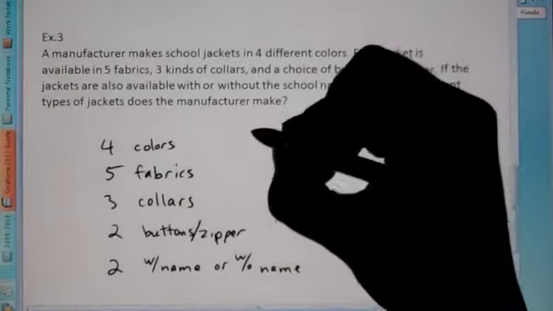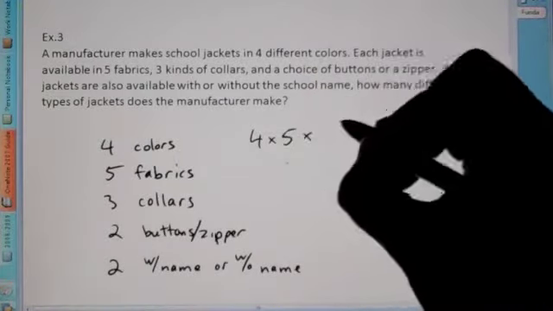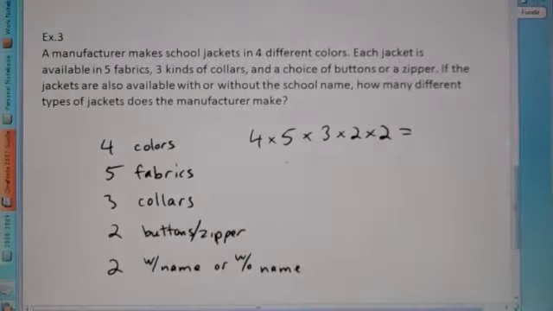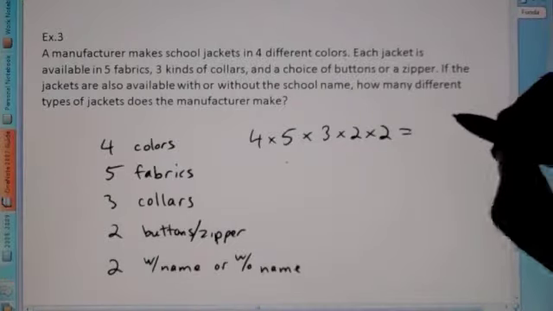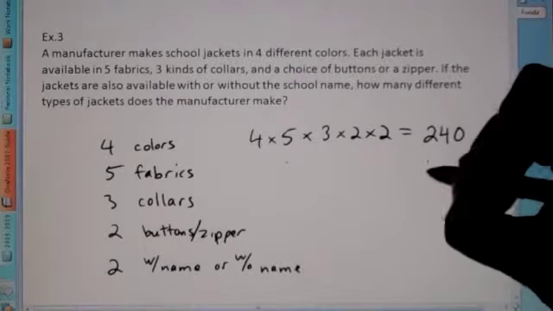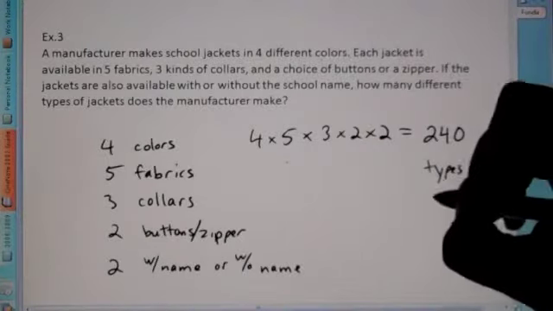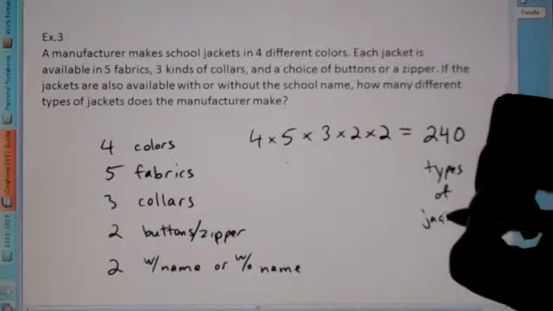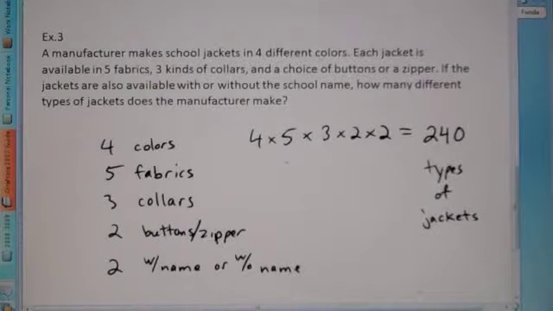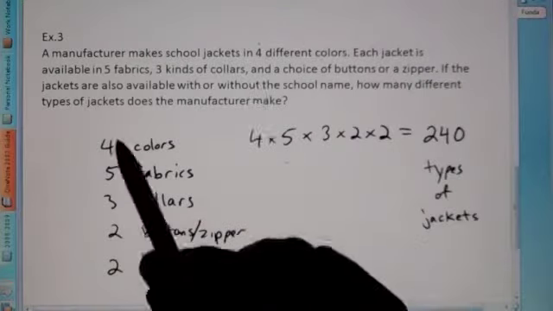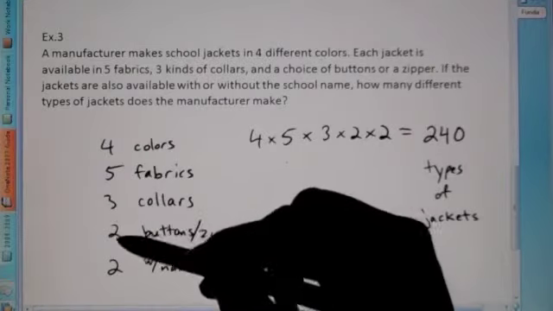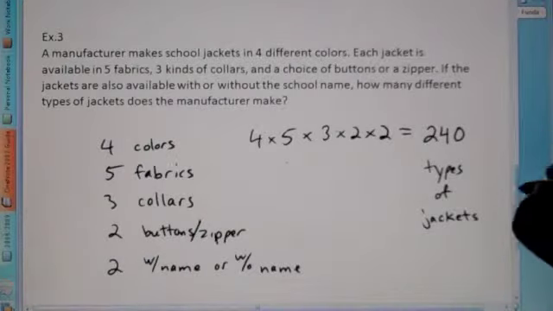So we're going to take these numbers, 4 times 5 times 3 times 2 times 2, and multiply all of those together. When you multiply all that together, we end up with 240. So we have 240 different types of jackets. Again, the fundamental counting principle is fairly simple. We just take our different options and multiply them together. So 4 times 5 times 3 times 2 times 2 gives us 240.